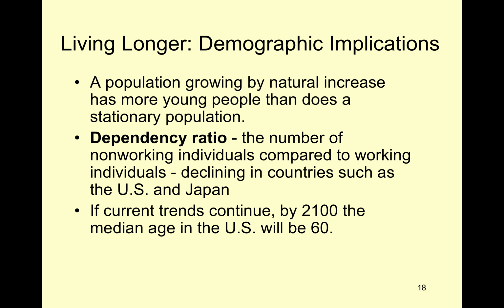Dependency ratio, the number of non-working individuals compared to working individuals. Okay, this is going to become a real problem for the U.S. down the road. All right. If current trends continue, by 2100, the median age of the U.S. will be 60. The average age will be 60 by 2100. Okay. That's putting a big chunk of our society past the retirement age or close to retirement or not as productive as they were in their 20s to 50s. Okay. So who's going to take care of all these people?